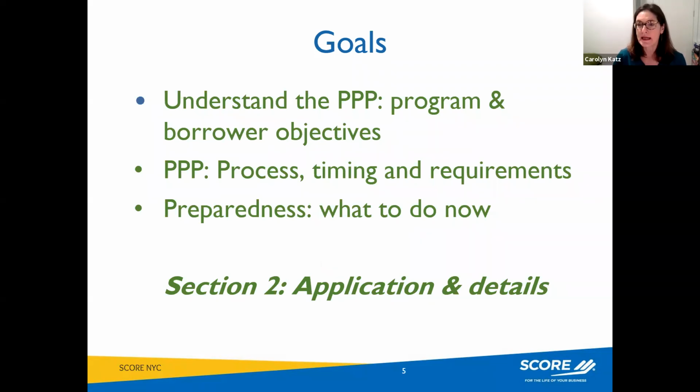And then lastly, what can you do now? And this is really important. There are things that you can do now to be prepared, to have your documentation ready, and importantly, without killing yourself and without doing a ton of mathematics, I think there are things you can look at in your business to see maybe there are small tweaks you can make now that will improve your forgiveness down the line.